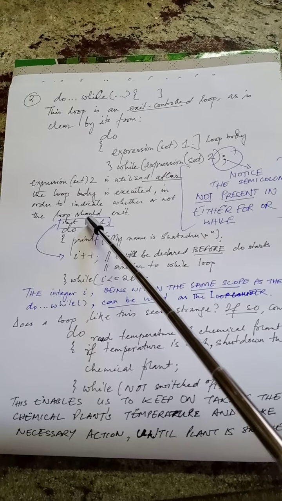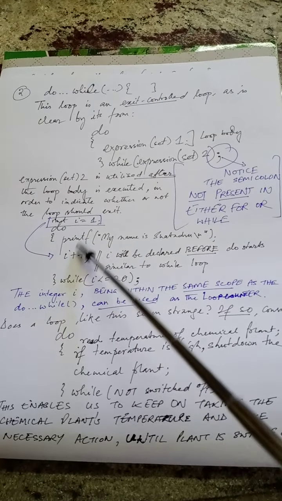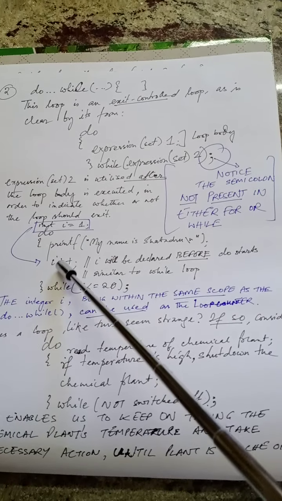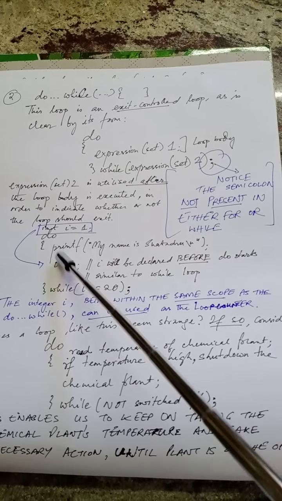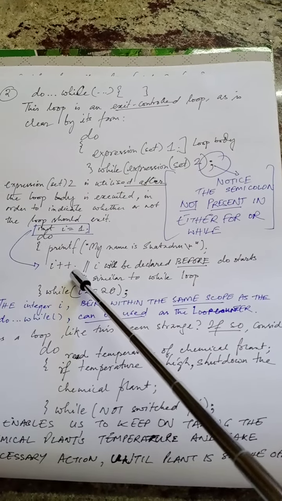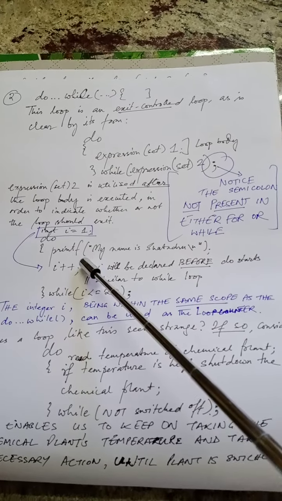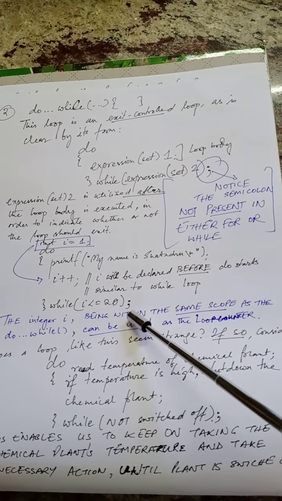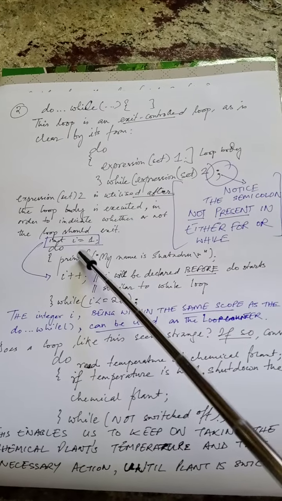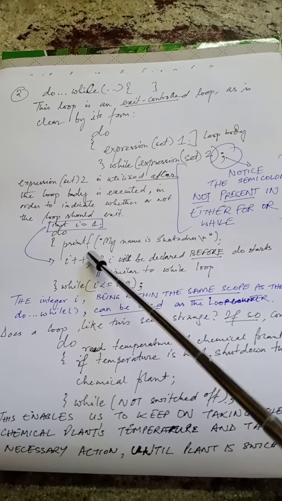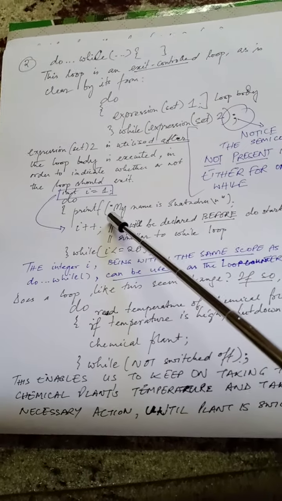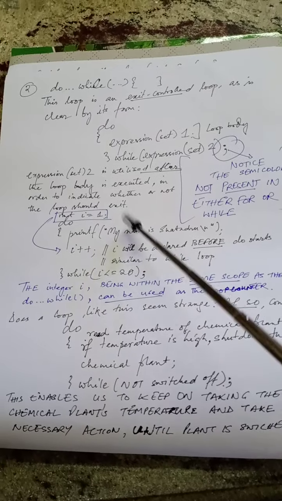Now the integer i being within the same scope as the do while loop, this integer i is visible inside the do while loop and so it will be used here. Okay, and it can be used as a loop counter inside it. It's the same thing with the while loop as well. The same thing happens in the case of a while loop as we have seen.